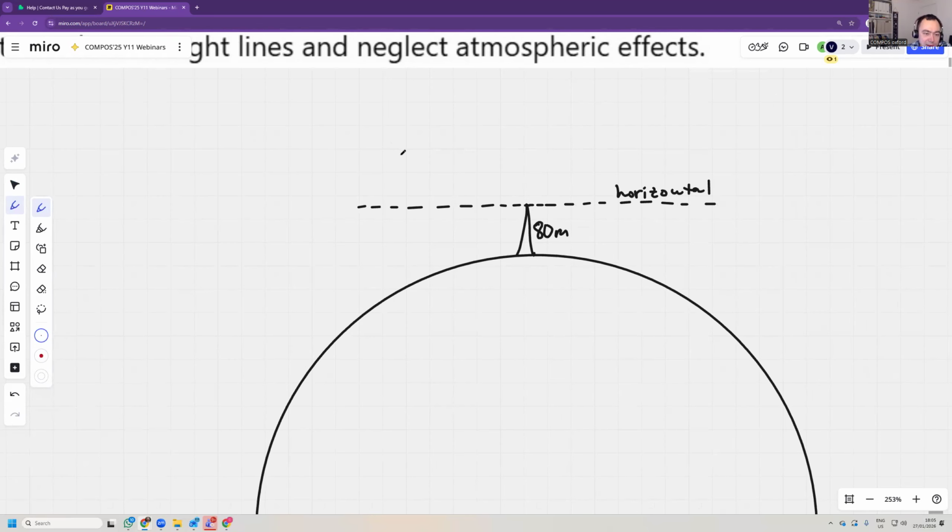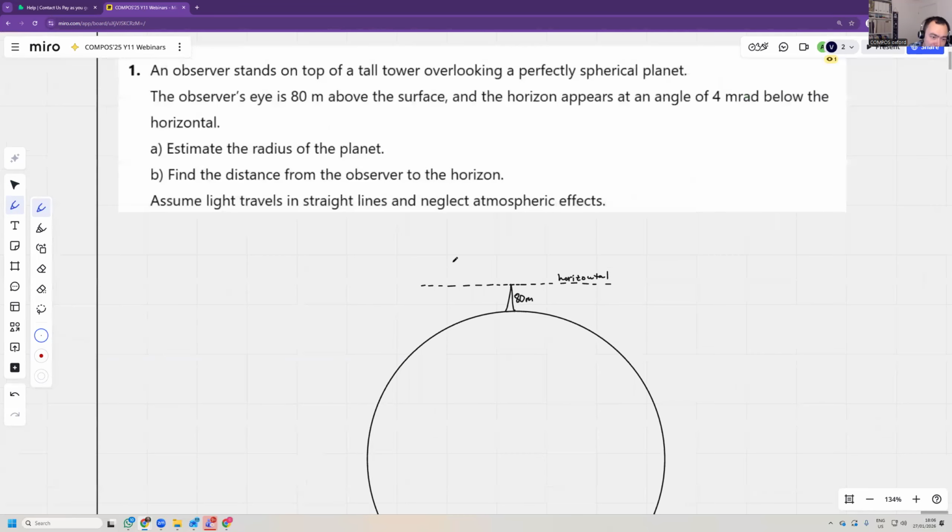But the horizon is below the horizontal line. So if the person is looking this way, the person would see that the horizon is some angle theta below the horizontal. In that case, theta is 4 milliradians. So theta is 0.004 radians below the horizontal. That's what it means.